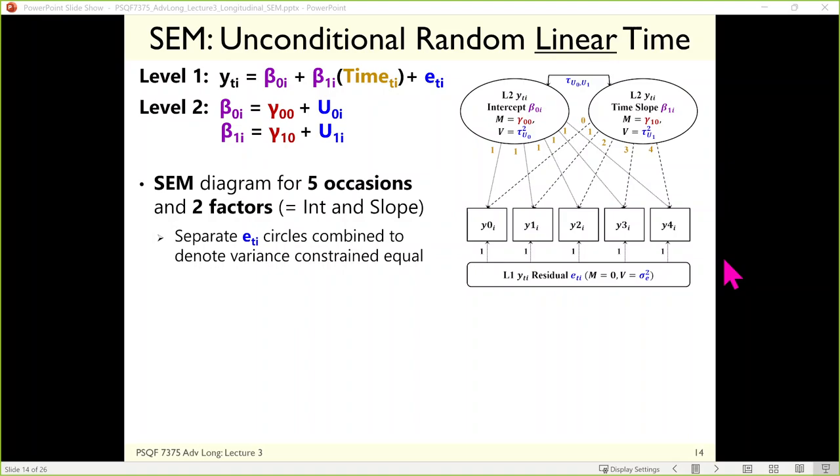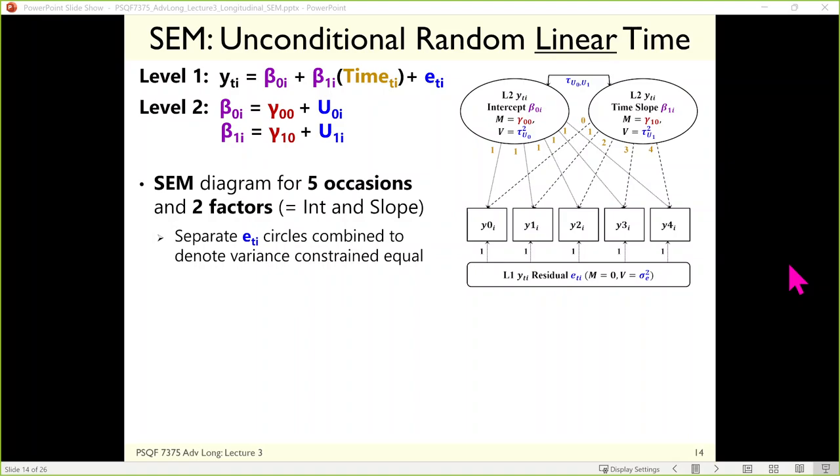So this is 5 occasions of data in this example, and to fit a random linear model, I need 2 different latent variables, beta 0 and beta 1. The rounded box here, by the way, this is me trying to make the diagram less cluttered. It's the idea that each of these residuals is constrained to have the same variance over time, and that's why I've sort of shoved them together into this rounded circle rather than having five circles. Some people don't like that, but it makes me happy.